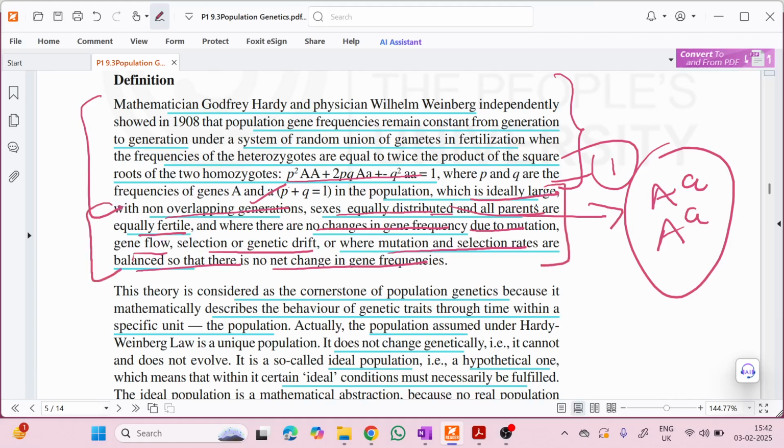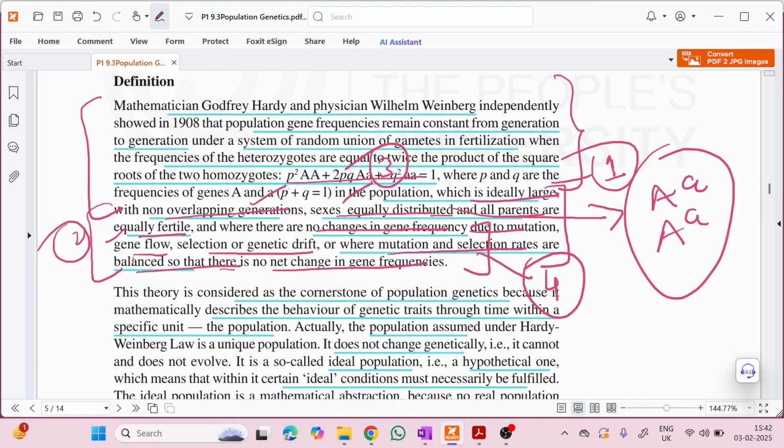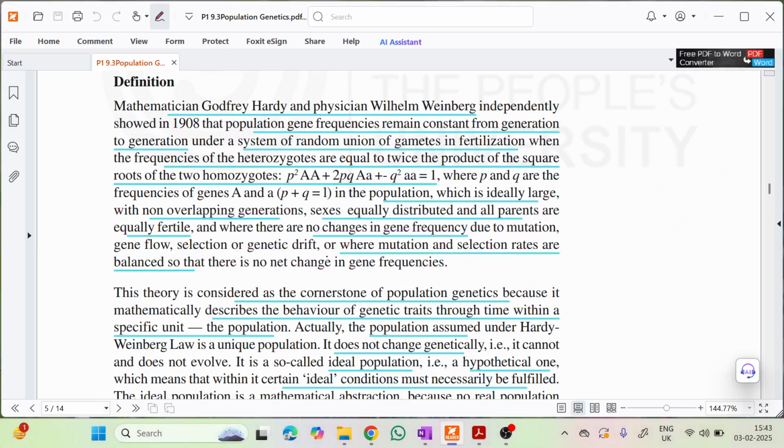So इसका मतलब है इस total का, the first population should be large, then all parents need to be equally fertile, second condition, then genetic composition similar, and the last one, no other evolutionary factor, no mutation, no genetic drift, no gene flow, no selection. तो इस कारण से जो final population होगी, there will be no net change in gene frequency, it will be in the constant.